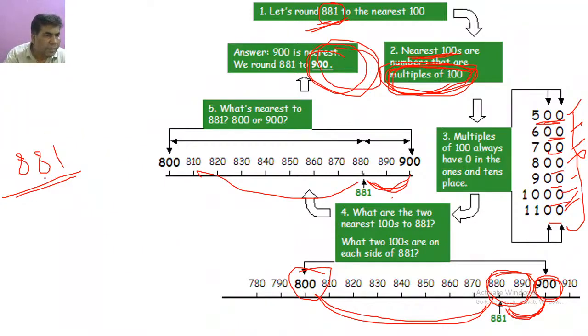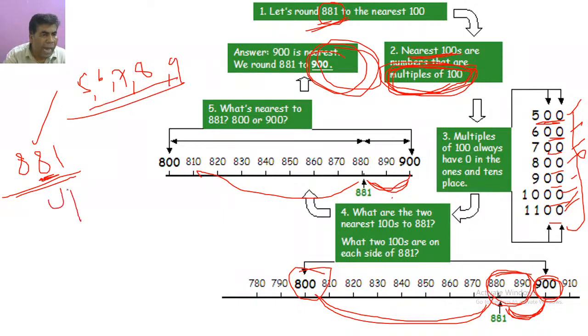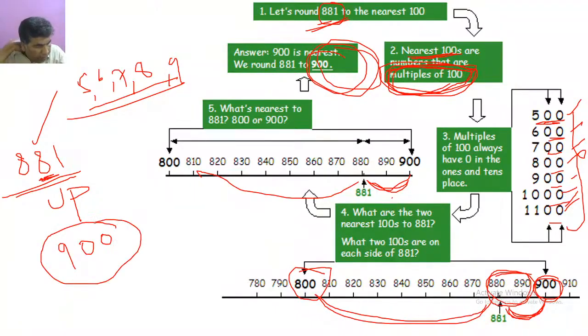What is the shortcut? In the tens place, what do we have? 8. If we have 5, 6, 7, 8, or 9 in the tens place, what do we have to do? We have to round it up. Here we have to keep 0, and the bigger number is 900. So the answer is 900.